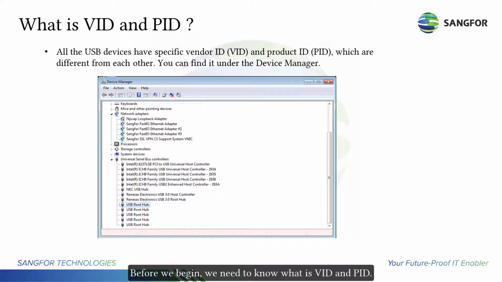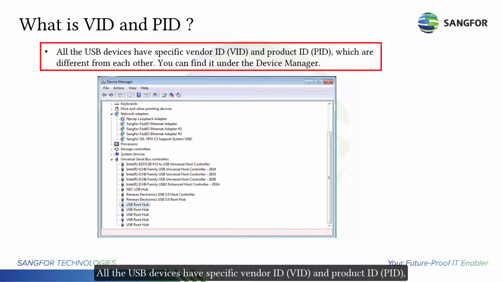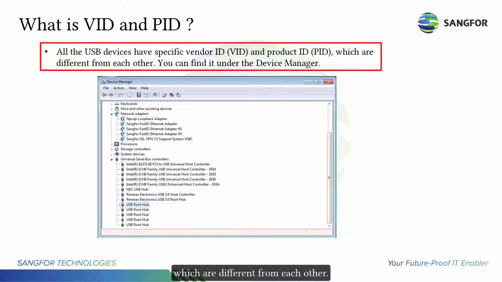Before we begin, we need to know what VID and PID are. All USB devices have a specific vendor ID and product ID, which are different from each other. You can find them under the device manager.